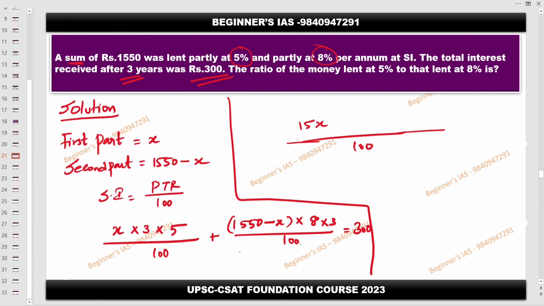So here it will become 15x. Then here 24. So then you have to multiply that. So plus 24 into 1550. Then here minus 24x, which is equal to 300. Then you can cross multiply this, then it will become x.